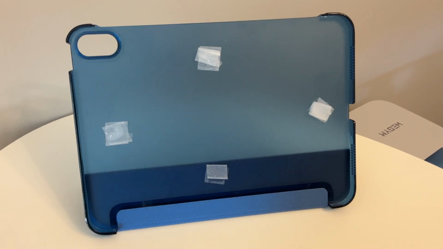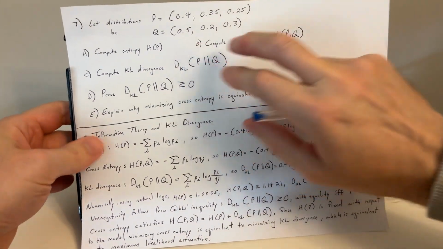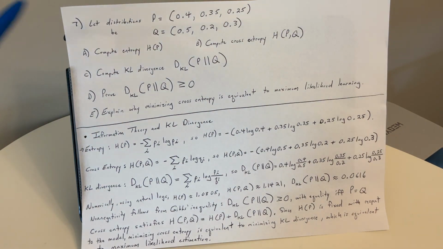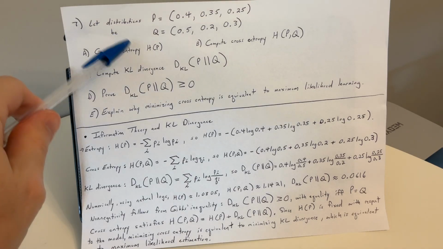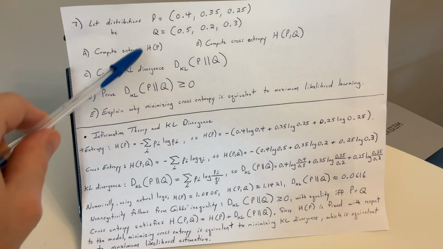Moving along now to number 7. Sorry about the delay. So we have the distributions there. P equals 0.4, 0.35, 0.25. And Q is 0.5, 0.2, 0.3. So we'll let the distributions be these two respectively.